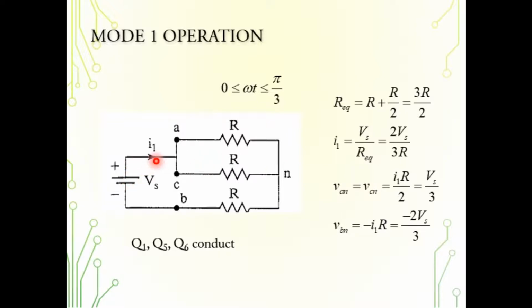The voltage is I1 into the resistance, which is R by 2. So it gives us VAN and VCN equal to Vs by 3. Likewise, VBN is connected to the negative terminal, so it is minus I1 into R, which gives us minus 2 Vs by 3.